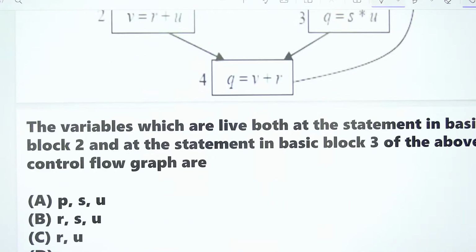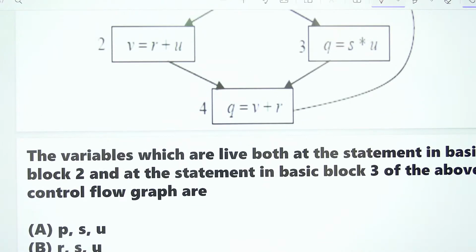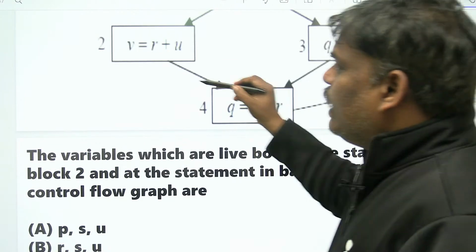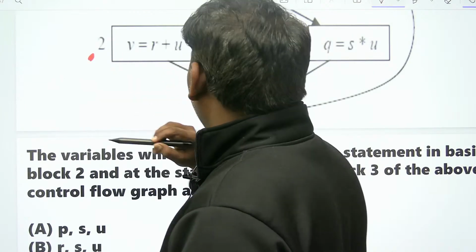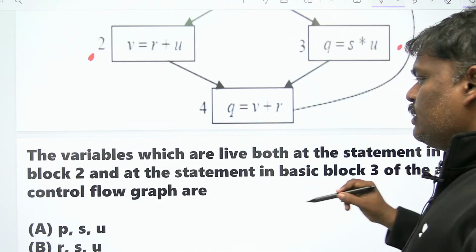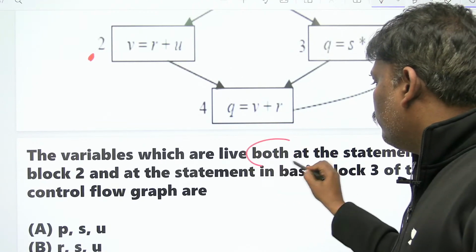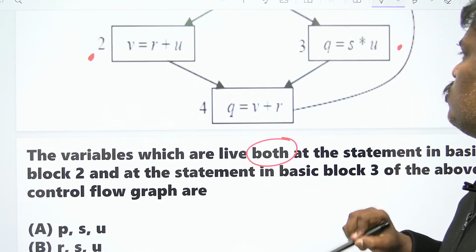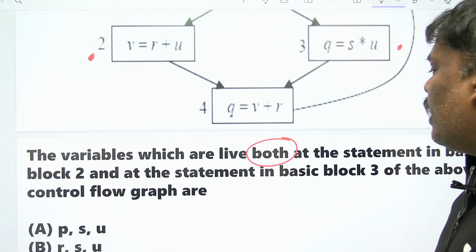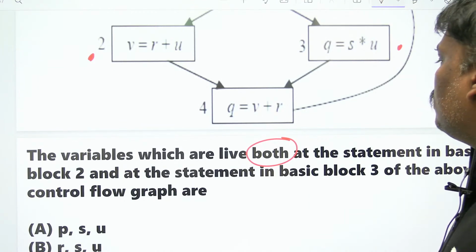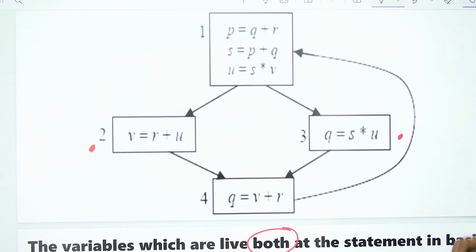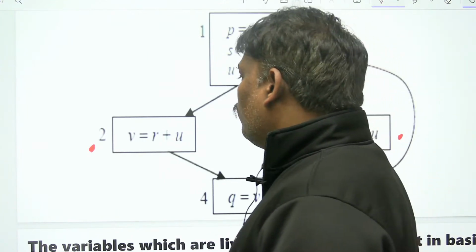It is asking for the variables which are live both at the statement in basic block 2 and the statement in basic block 3. You want to say at this place how many variables are live. He is saying live in both: who are live at the second box and also at the third box, you have to take care. So let's check once.